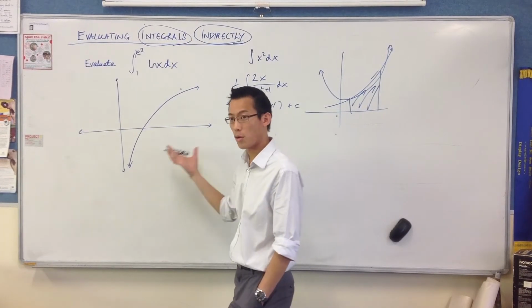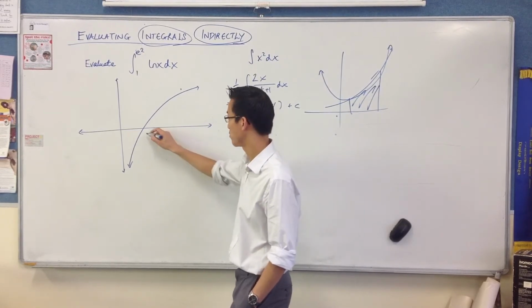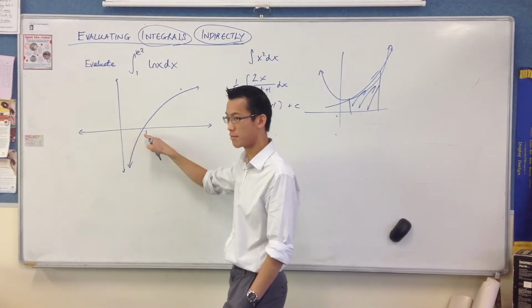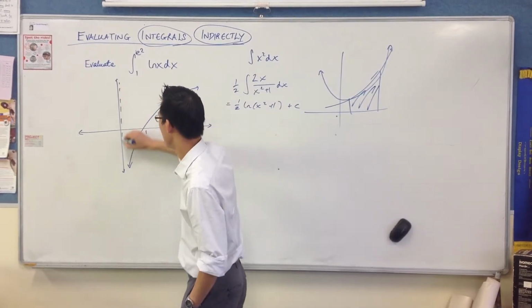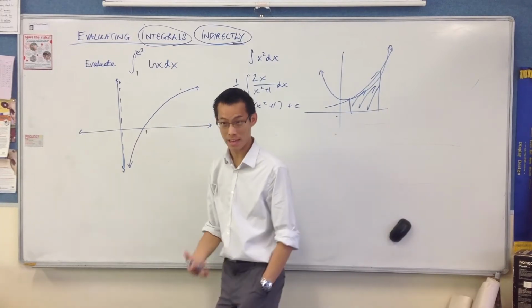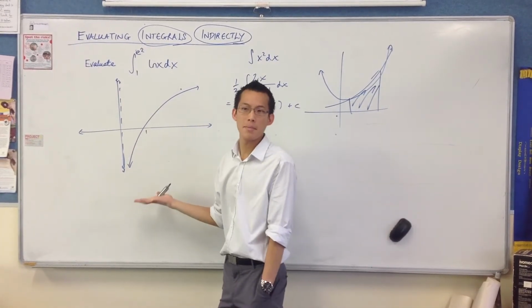Now we've got one intercept here, right? What's the intercept? It's 1. So log of 1 is 0. I've also got an asymptote here, though it turns out that for this definite integral, I'm not that interested. 1 happens to be my lower boundary.